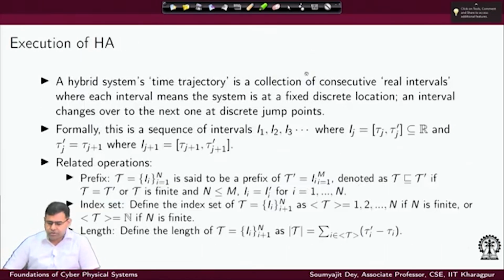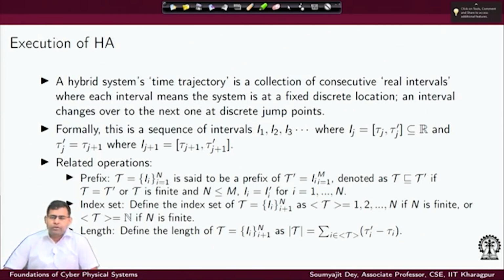Now, once we have discussed the issue of composition, the next important thing to decide is: what is the execution semantics of a hybrid automaton? How do I formally define a run of a hybrid automaton? If you remember, we talked about a run of a finite automaton, that it's a sequence of input events, but here we also have this notion of real time, right?